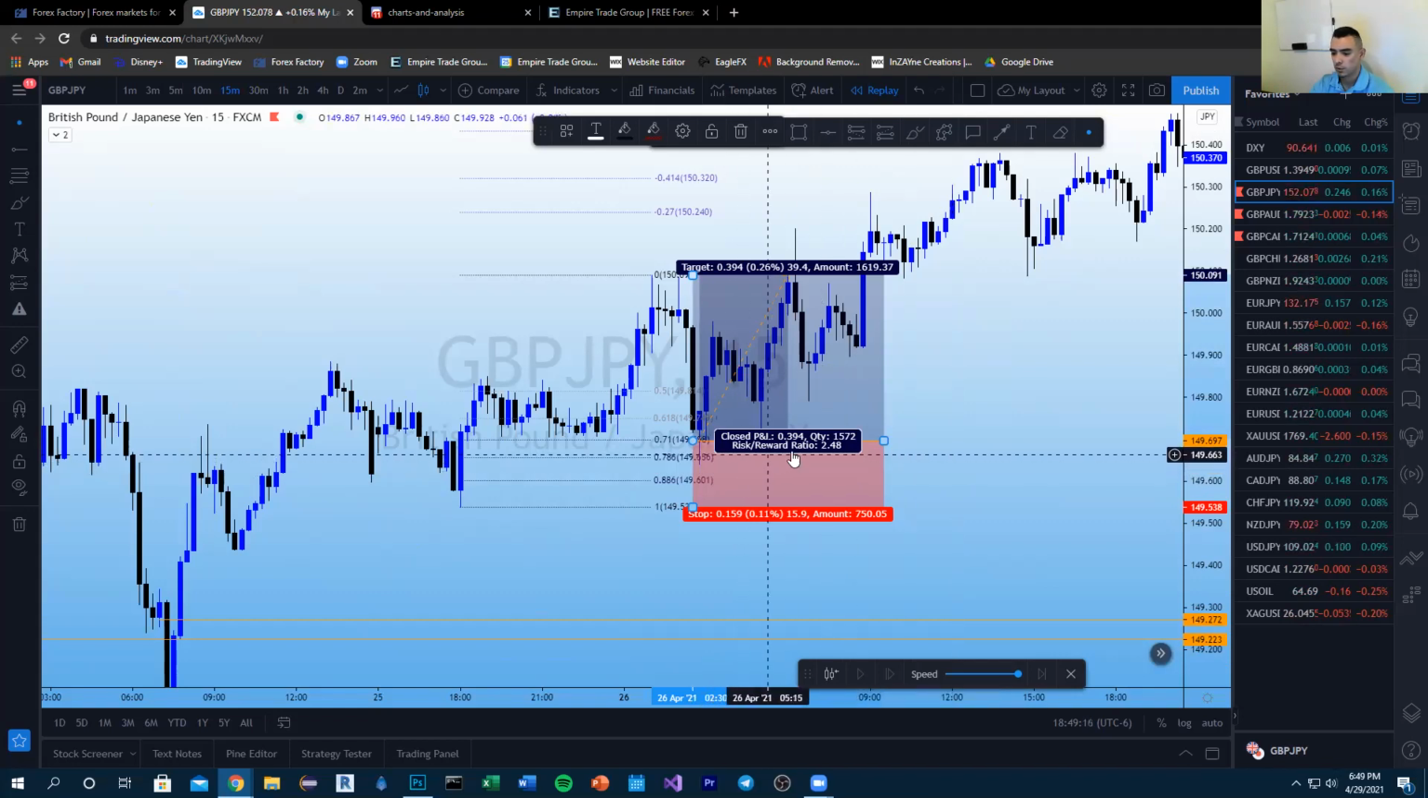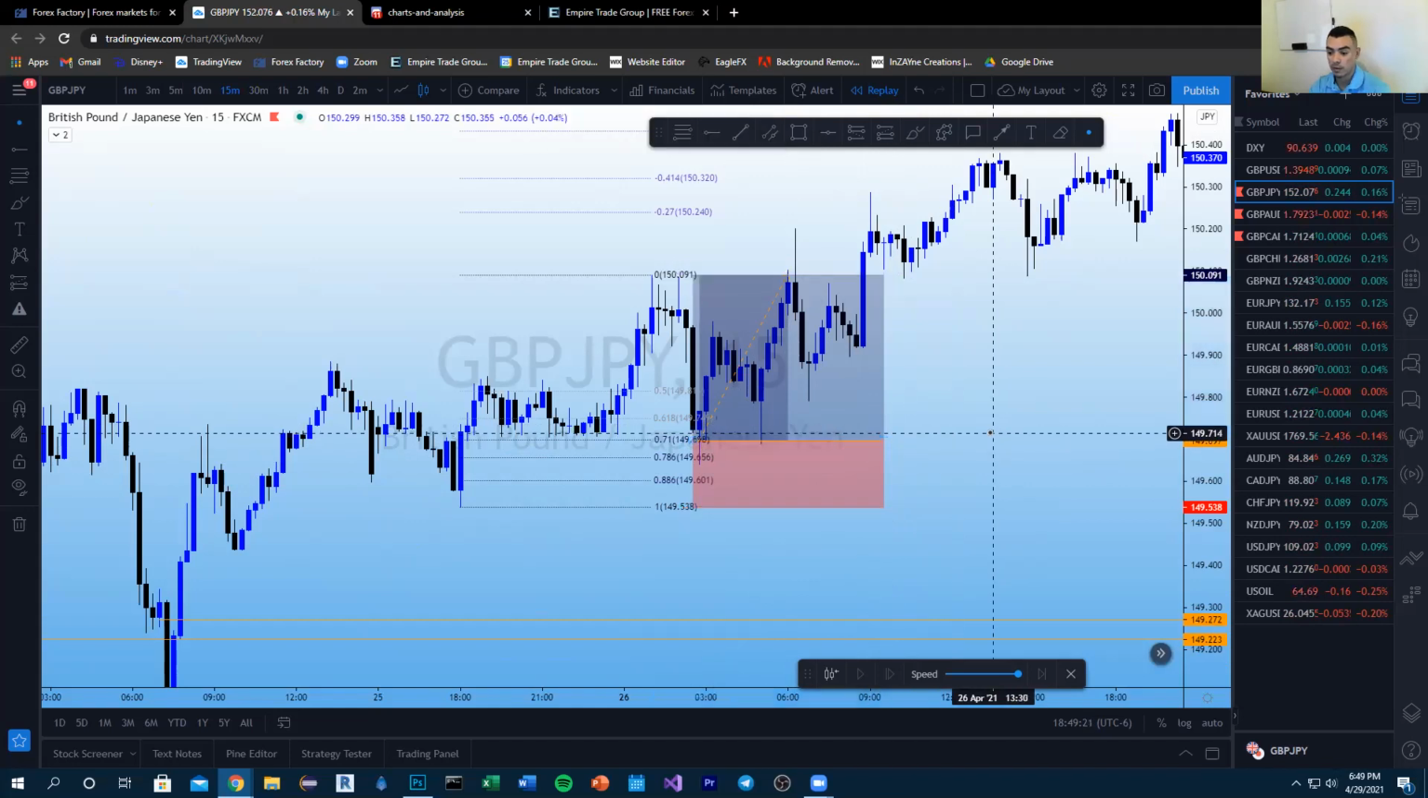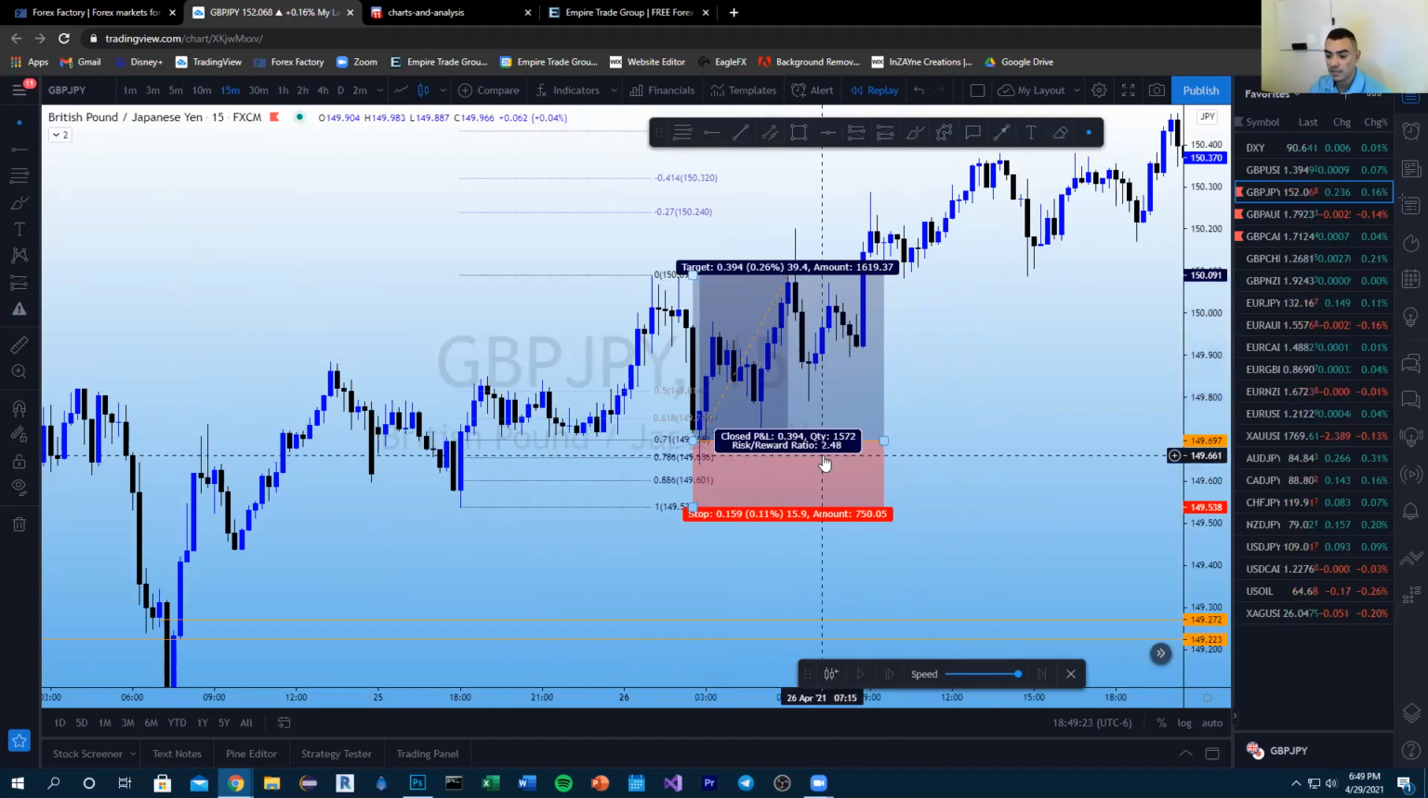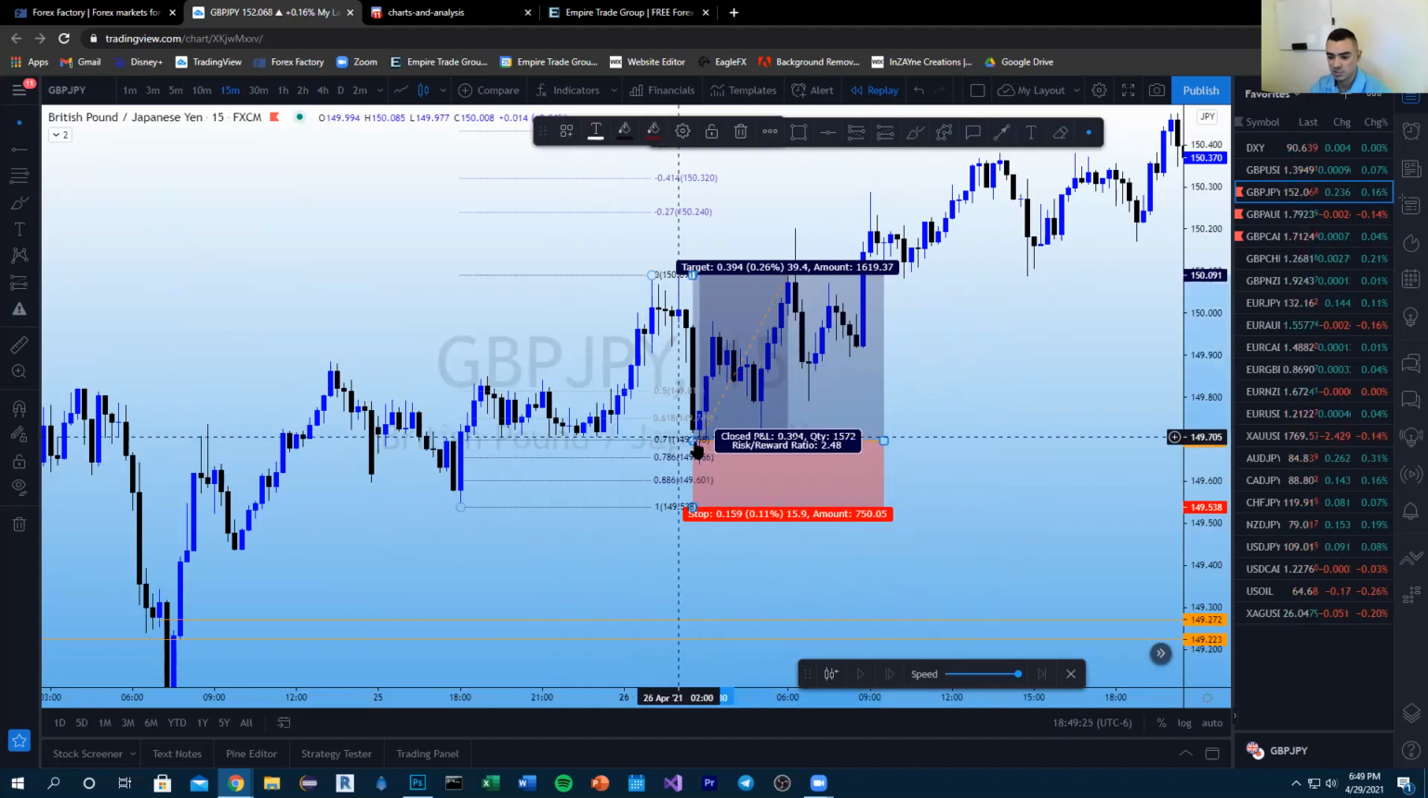Look at the risk to reward. One of my rules is 1 to 3. Now that may not be your rule. Maybe you would have taken this trade and you would have won. But for me, my confirmations are telling me I cannot take this trade. That's not at least a 1 to 3.